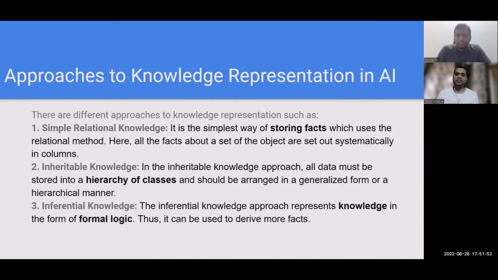Then you have inferential knowledge. Inferential knowledge is knowledge in a formal logic. It's used to derive more facts. So you infer from the data. That is what inferential knowledge is. Moving on.